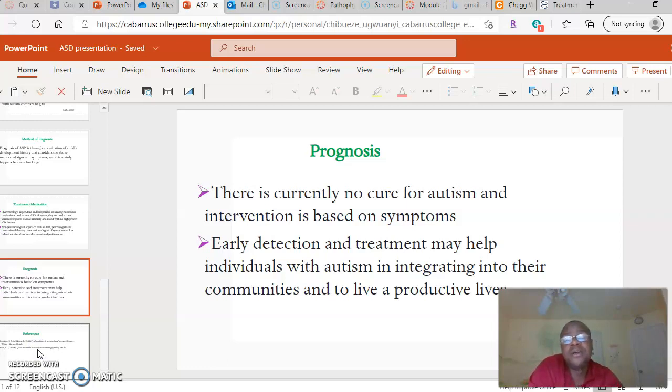But there is currently no cure for autism, as I said before, and the intervention is based on just symptom reduction. Early detection and treatment may be able to help individuals going through this condition in integrating into their community and living a productive life.